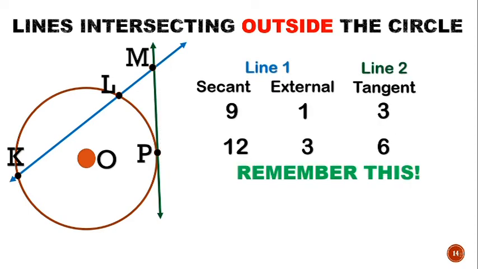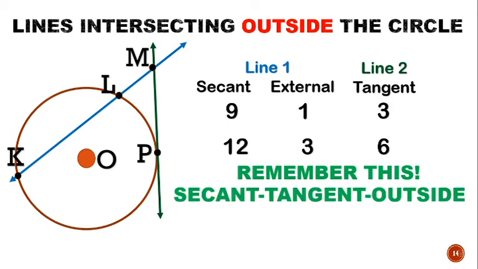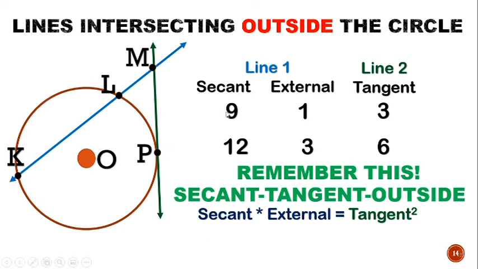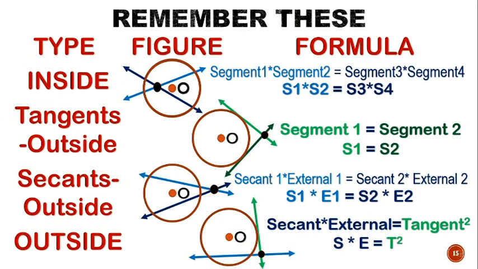So let's look at it closer. You have 9, 1, 3, then 12, 3, 6. What could that be? This is for secant, tangent, and outside. So you have a secant line, a tangent line, and the lines intersect outside the circle. All right. So secant times external equals the square of the tangent. So 9 times 1, that's 9. 3 squared, that's also 9. 12 times 3, that's 36. 6 times 6, that's 36. So for easy reference, we have S times E equals T squared: secant, external, tangent. Okay, as a summary, it should look something like this.